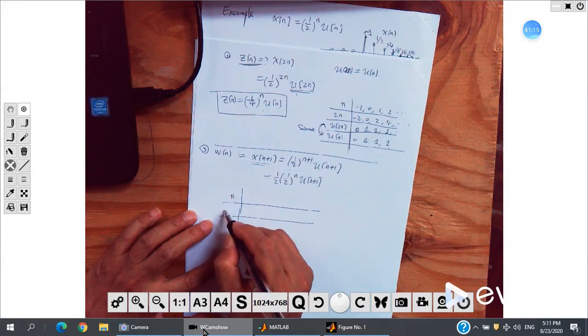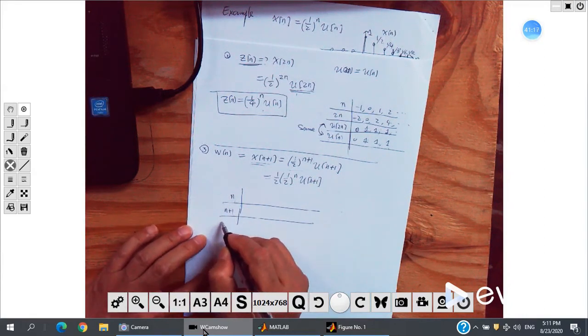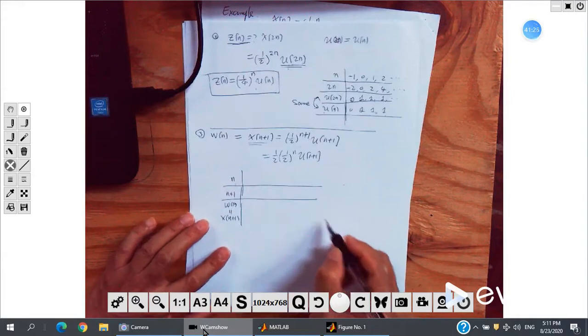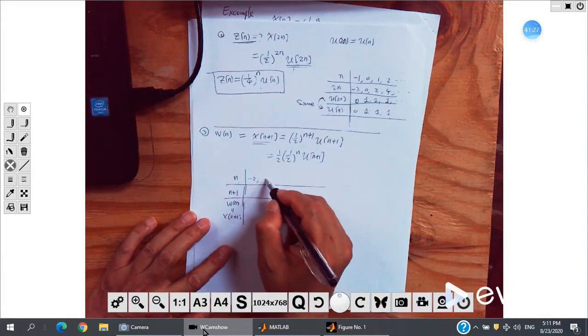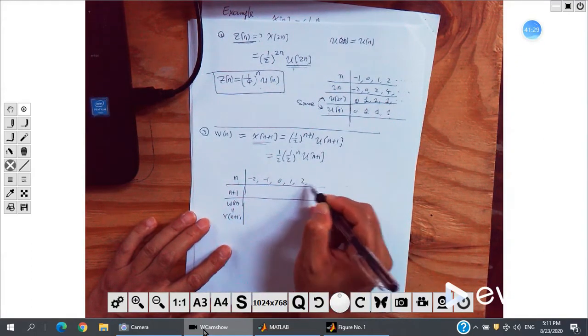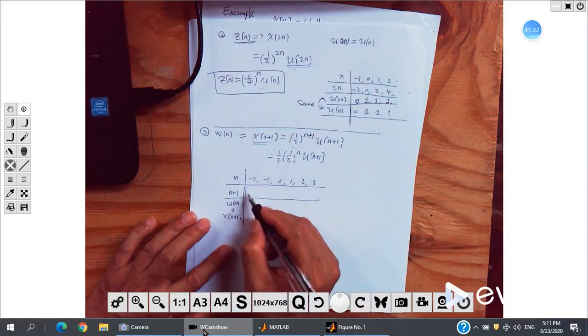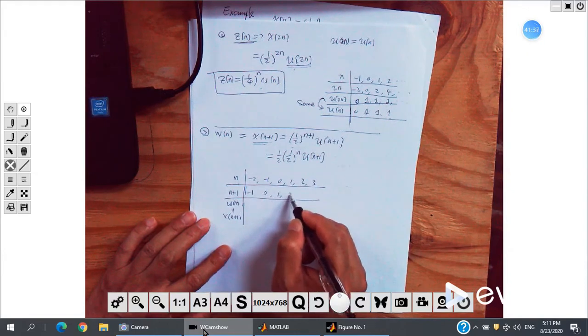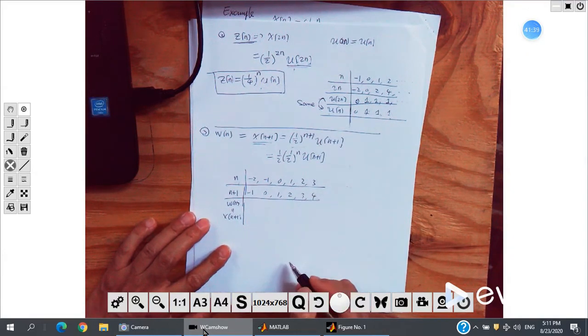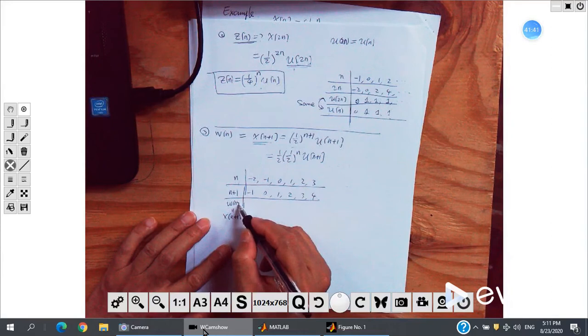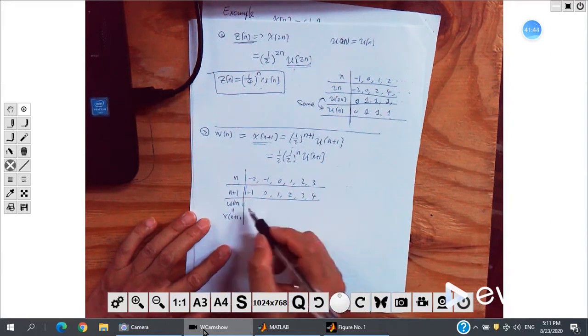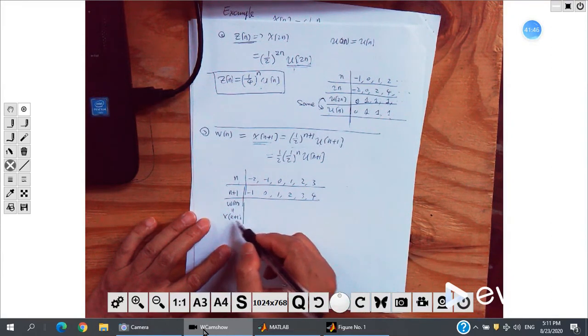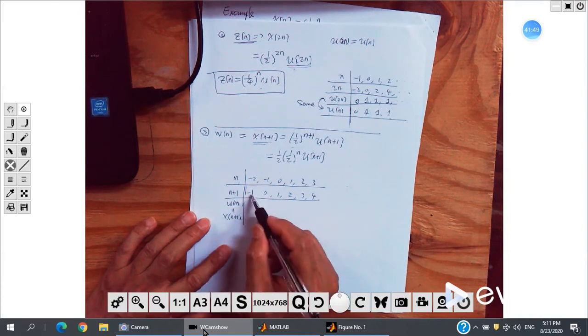So this is n plus 1. Then this is w of n, which is x of n plus 1. Yeah, list the values. n runs from -2, -1, 0, 1, 2, 3, for example. Then n plus 1 is -1, 0, 1, 2, 3, 4, right? Then w of n is x of n plus 1. So here's x of -1.